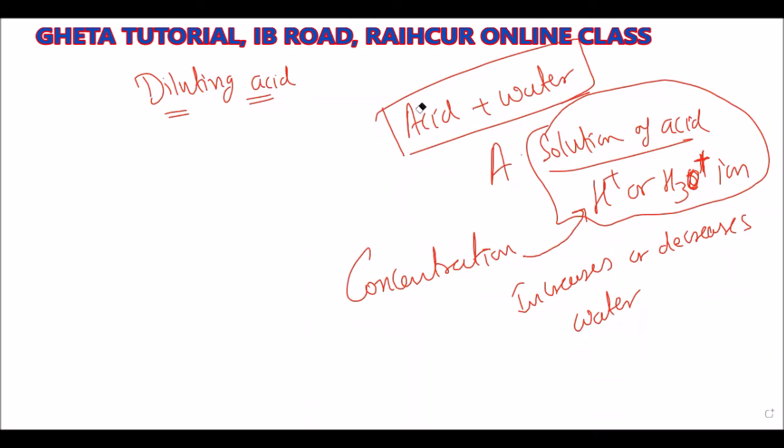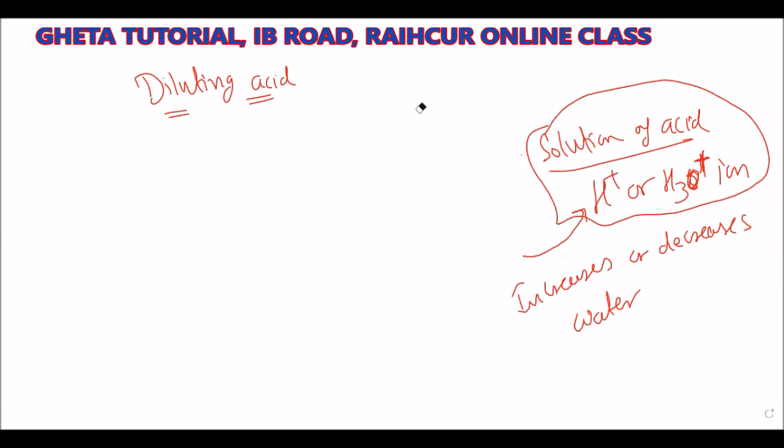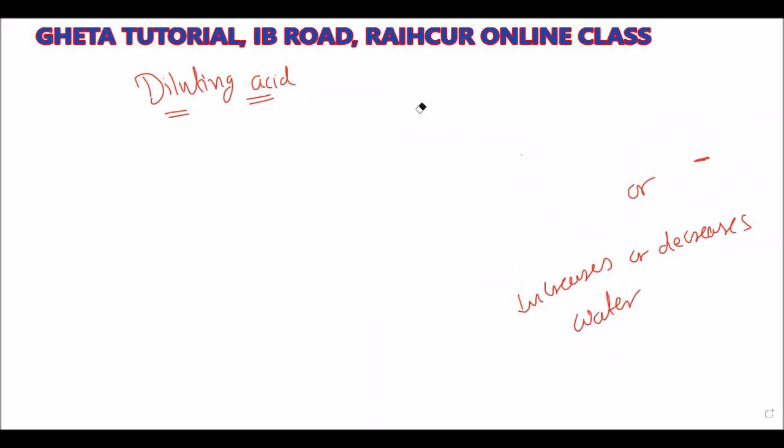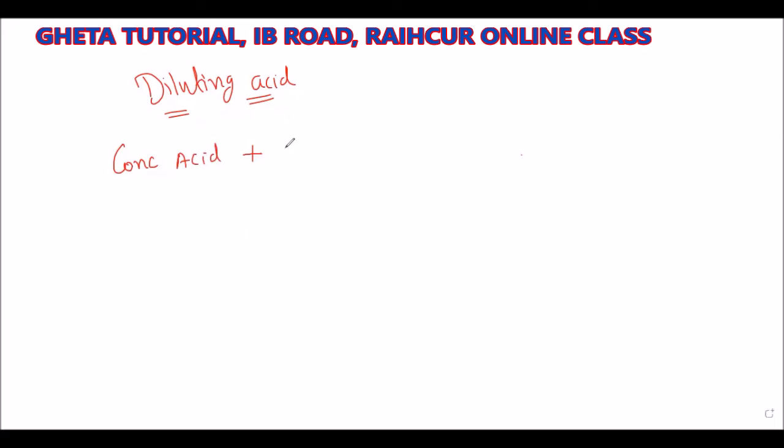Here let us learn what will happen to the concentration of H plus ion while adding water to the acid. Suppose now you have concentrated acid. What will happen when you add the water? You will get a diluted acid. Concentrated acid and water are mixed, and you get diluted acid.